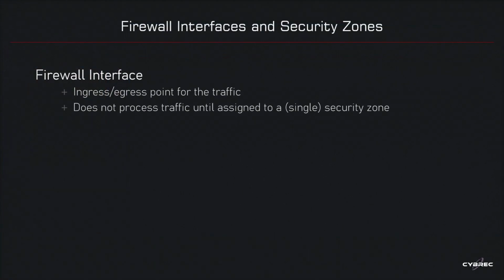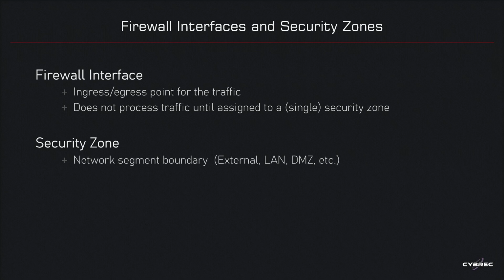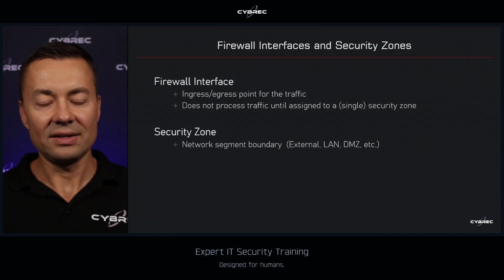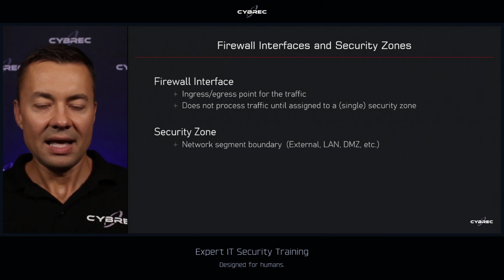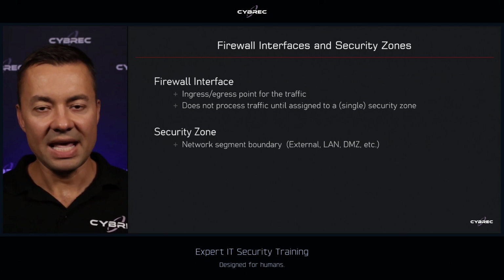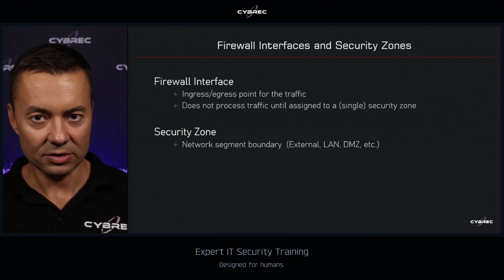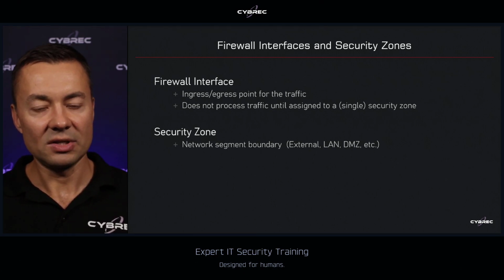Also remember that a given interface will never process the traffic unless it is assigned to a so-called security zone. Now the question is what a security zone actually is. A security zone is something that makes a logical boundary that the firewall uses to eventually control the communication.